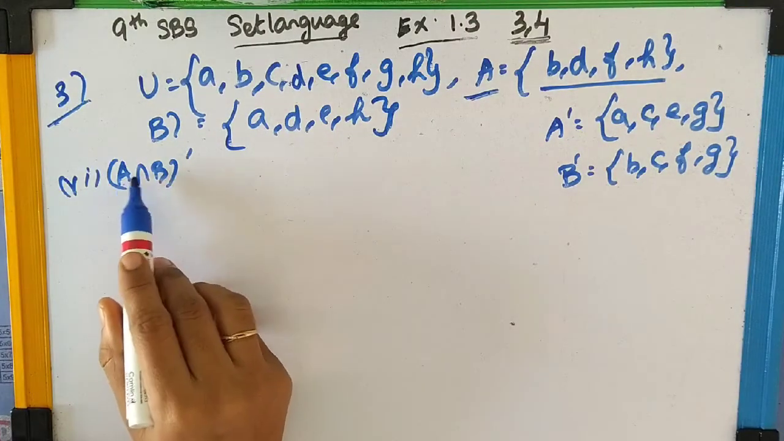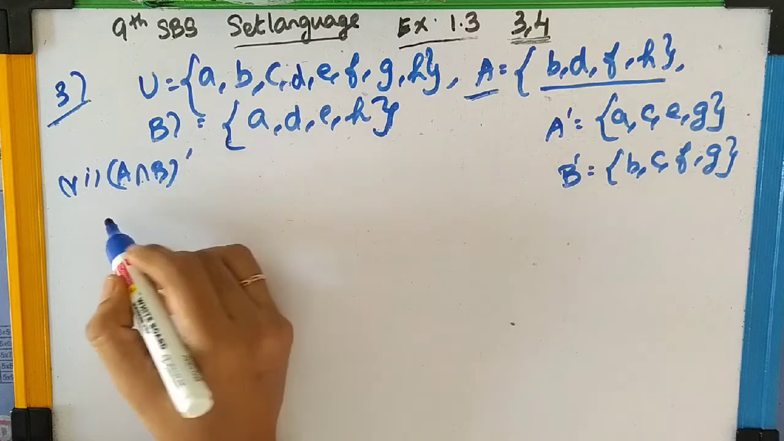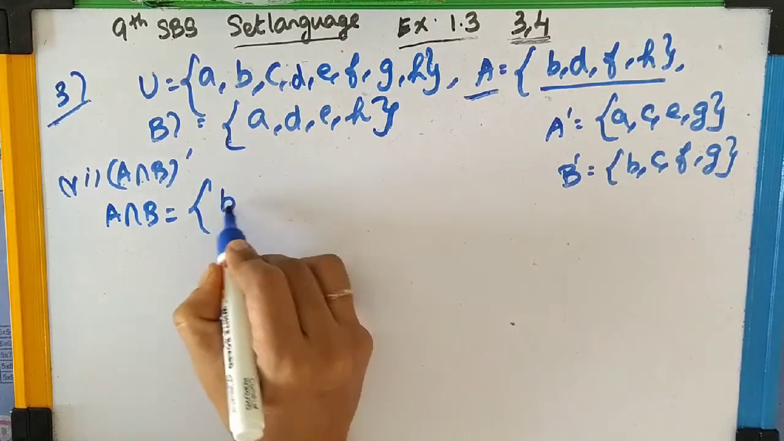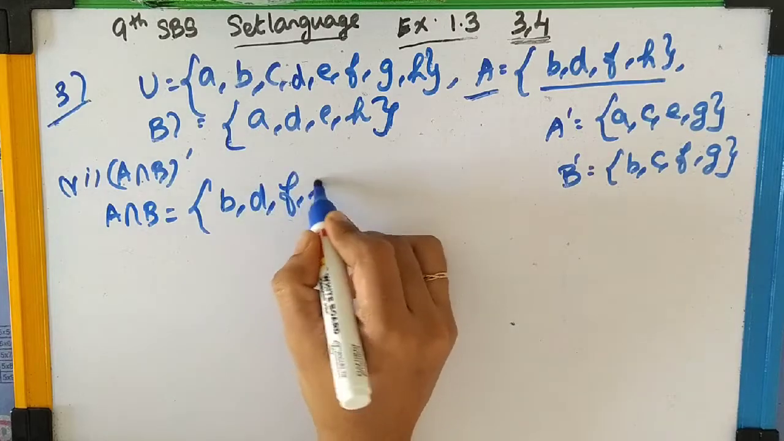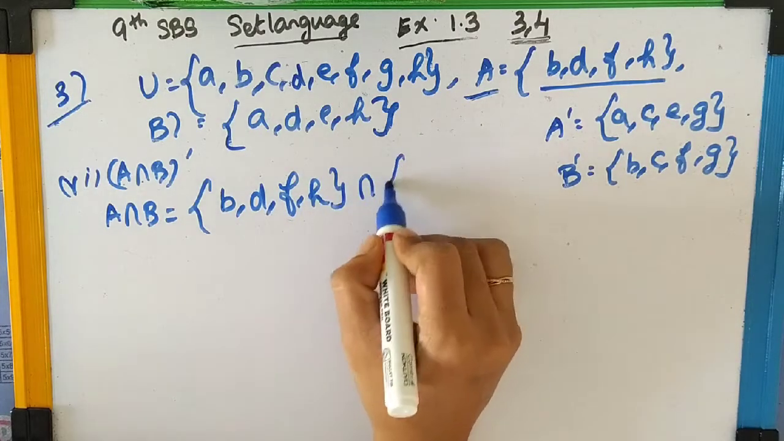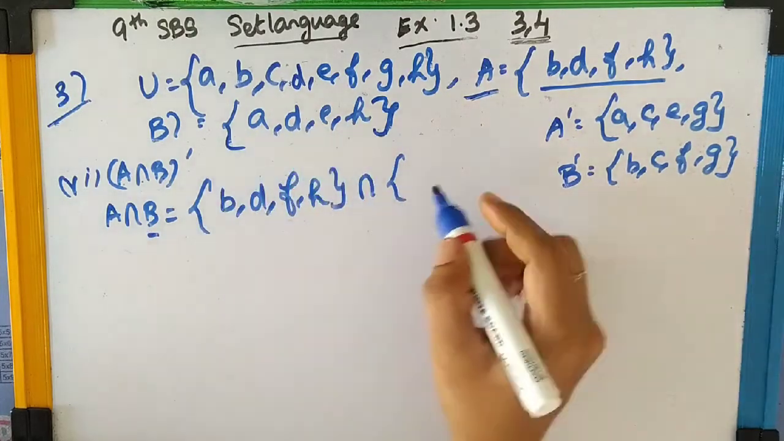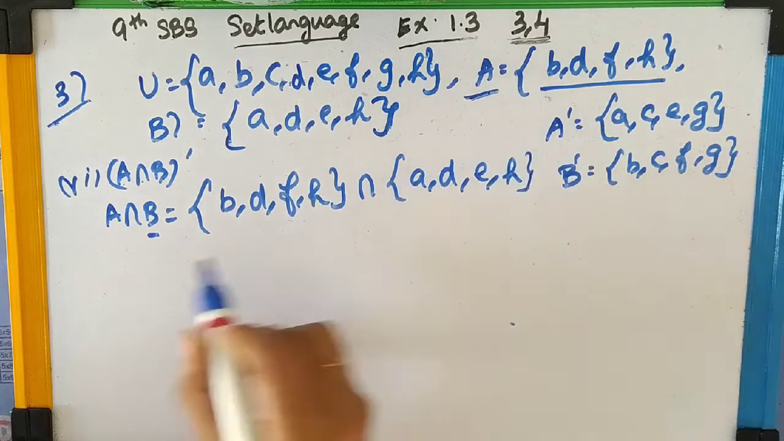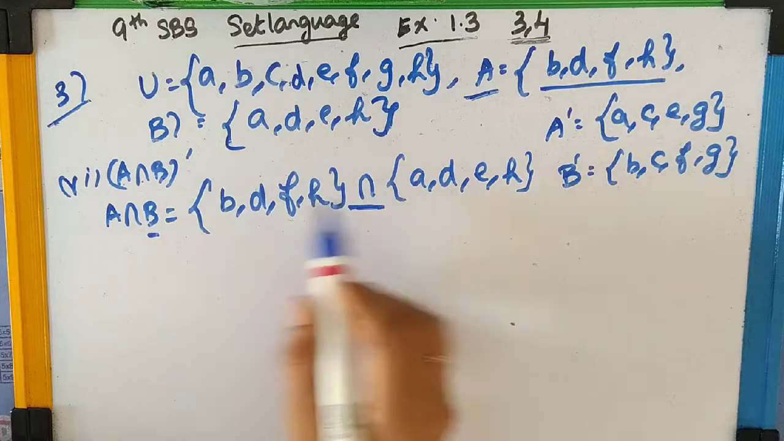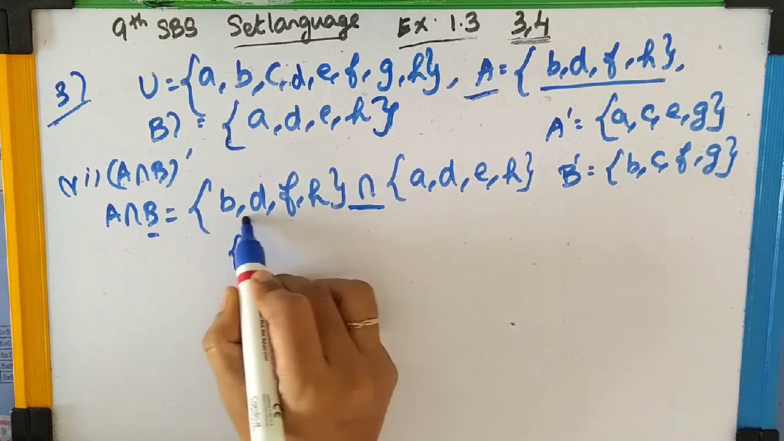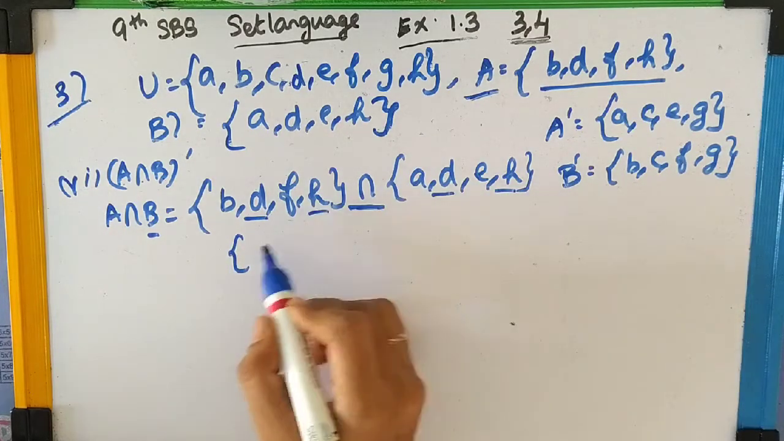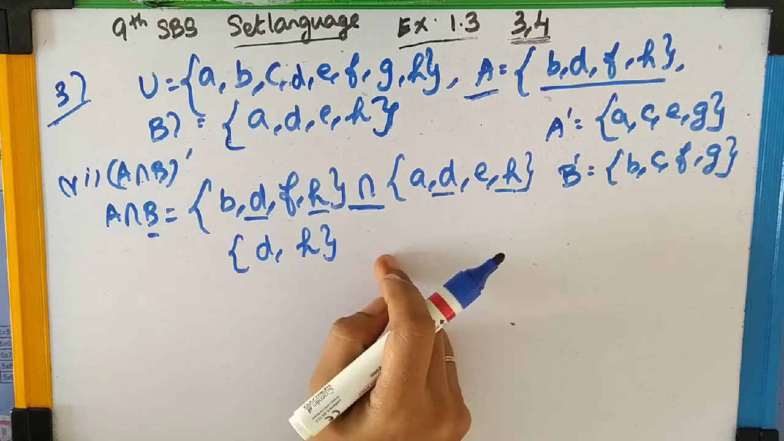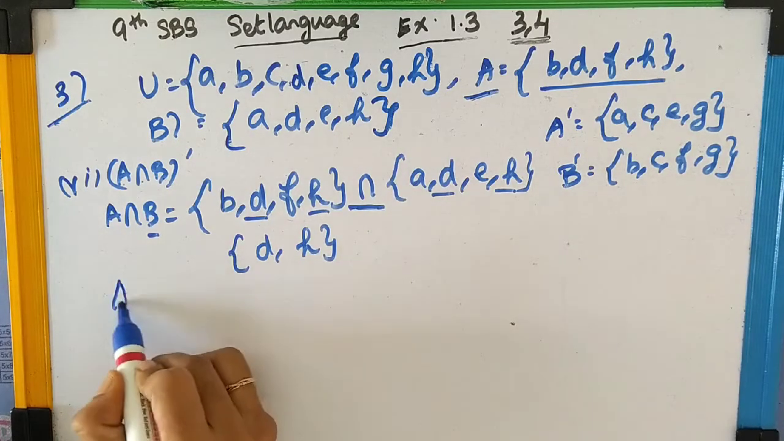Clear? Now, we are going to the sixth question, A intersection B whole dash. For that we have to know what is A intersection B, isn't it? So, first what is A? B, D, F, H. Intersection, what is B? A, D, E, H. Very good. What is the meaning for intersection? Yes, we have to write only the common elements. What are the common elements? D and H. Okay. Now we have to find A intersection B the whole dash.